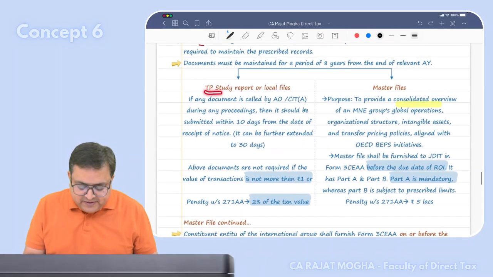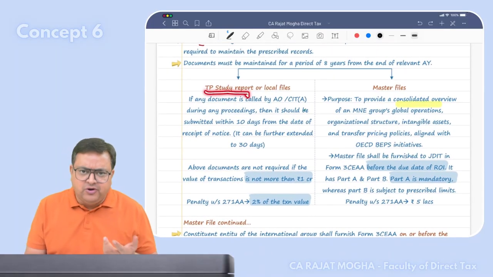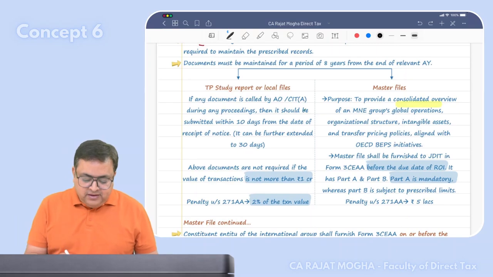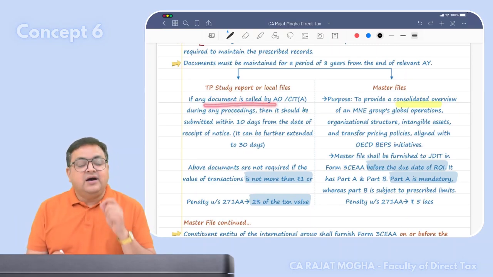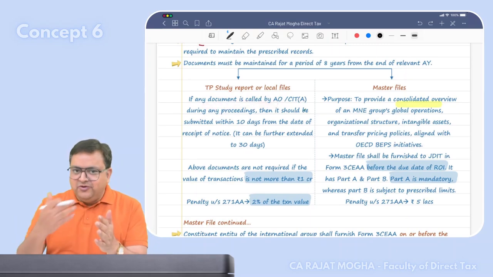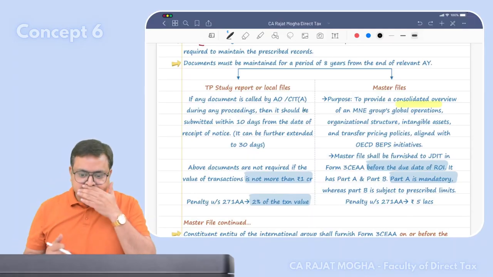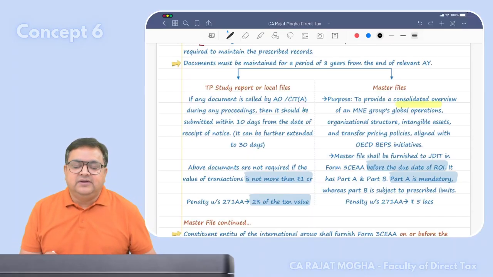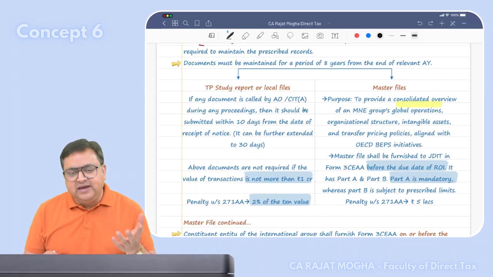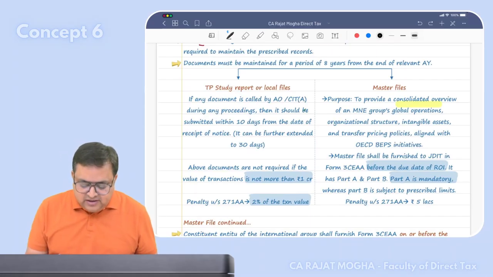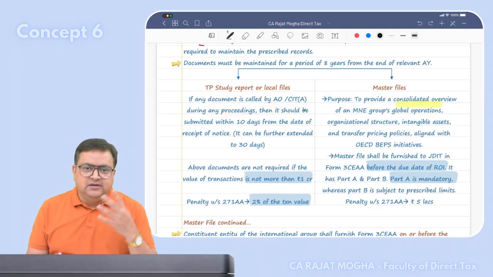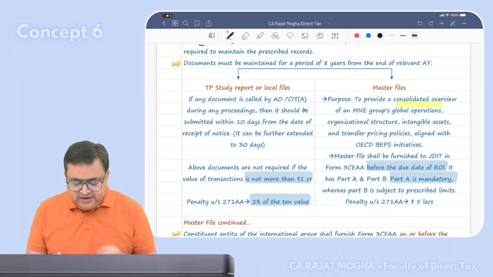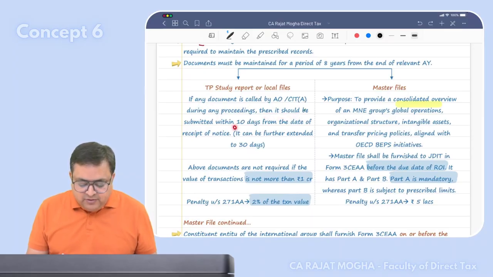First is the transfer pricing study report, the TP study report, or local file. If any document is called for by the assessing officer during your assessment, he can call these documents. Or if there is a case with the CIT appeal, they can also ask for the documents. Whenever the AO or CIT appeal calls for it during any proceedings, whether assessment proceedings or appellate proceedings, it should be submitted within 10 days.